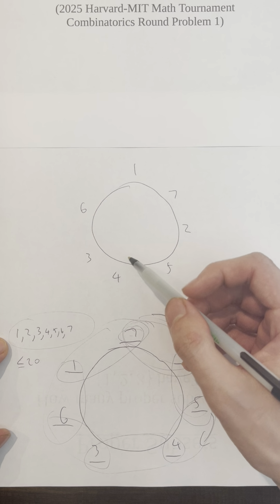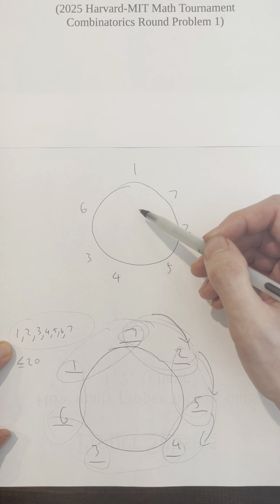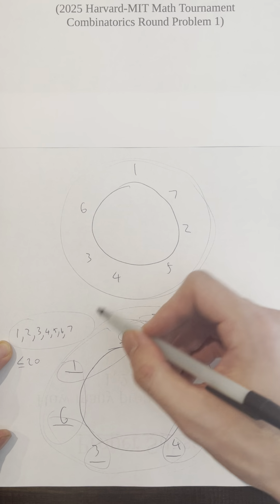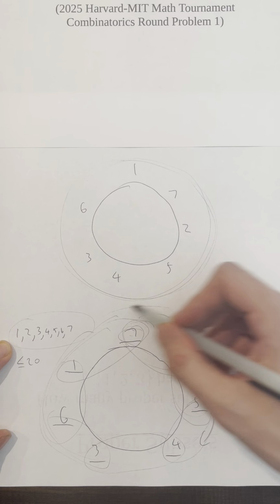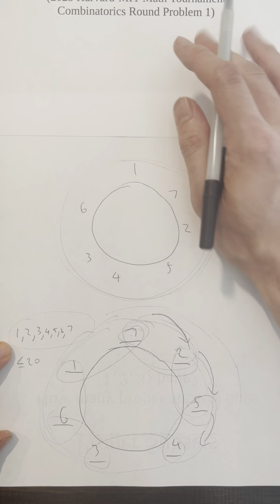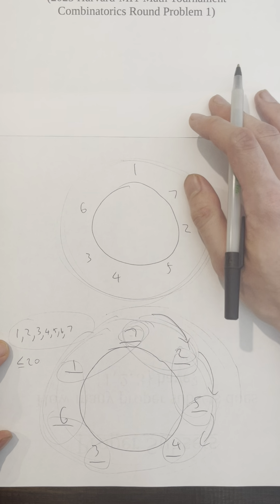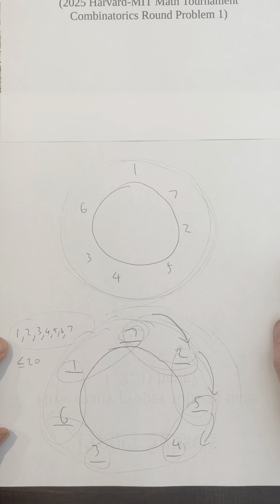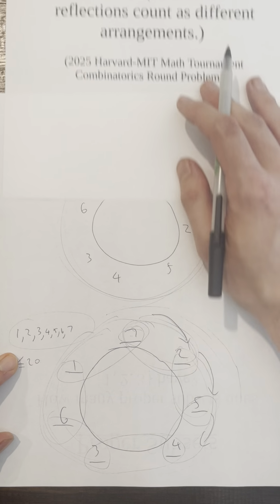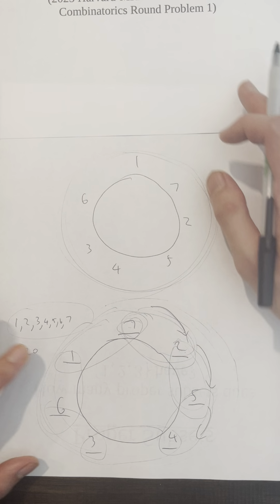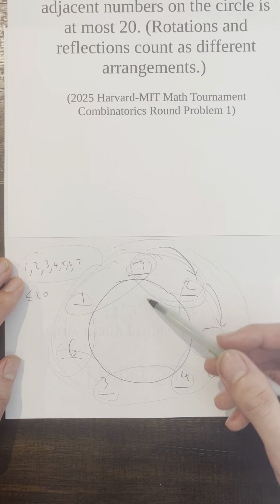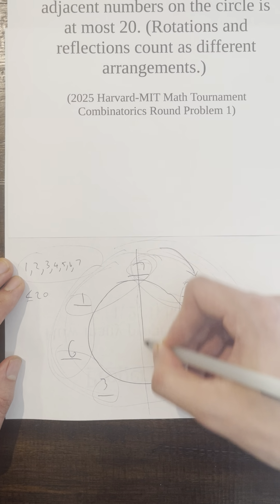Basically what they're saying here is, in some problems, this is considered the same as this. These are not considered as different ways of arranging. But for this problem, they're saying that it does count as a different way. So this and this are considered different ways of arranging the numbers. The same thing applies to reflections. For example, with this, I could have reflected the numbers across some line here.